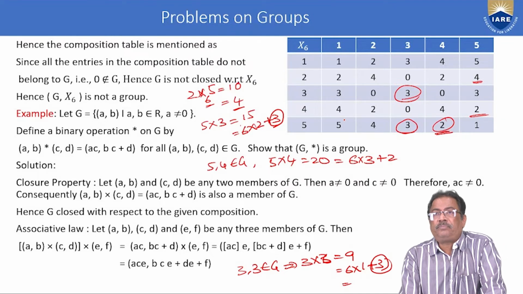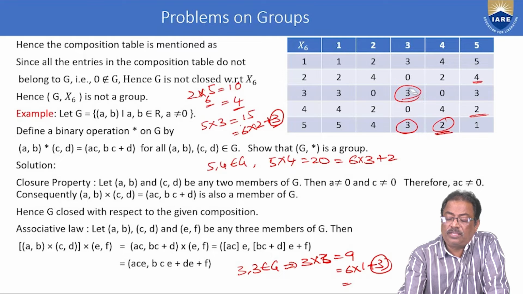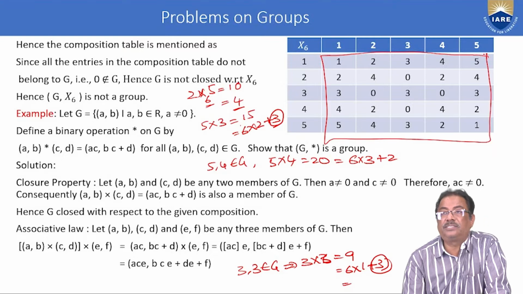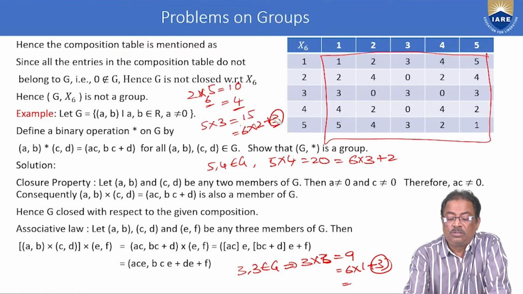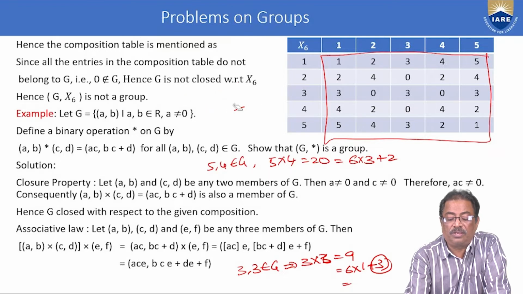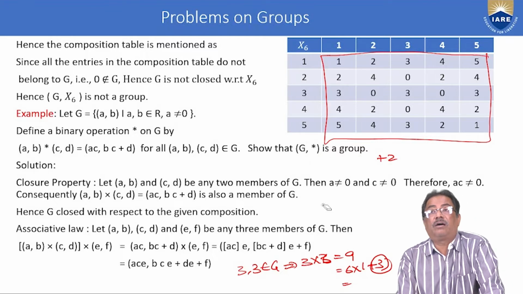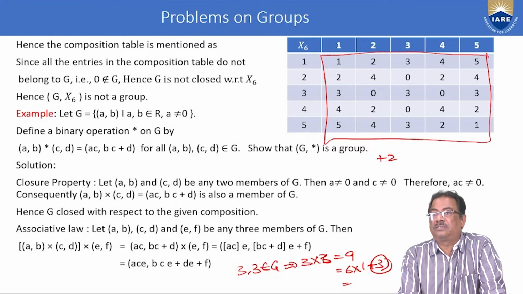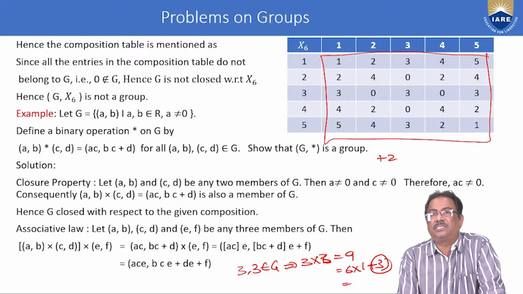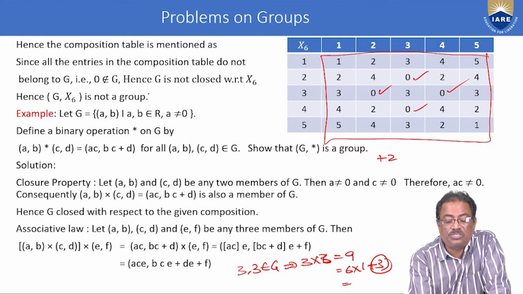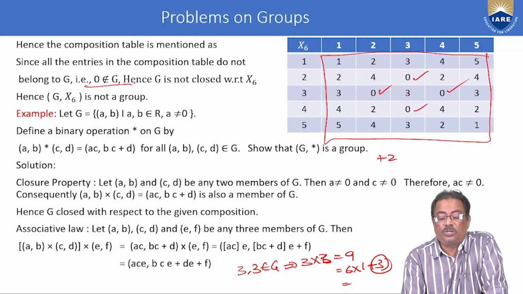So this is the multiplication modulo 6. By using this principle, this rule, I am going to fill all of the table. Next, for the resulting values obtained in the table, we have to verify whether all the elements are members of G or not. If all are members of G, then it is automatically closed. So here once again I am getting 0. 0 is not a member, so it is not closed.